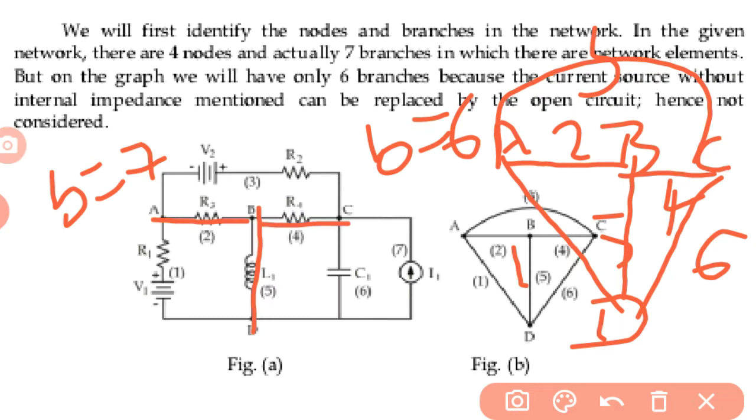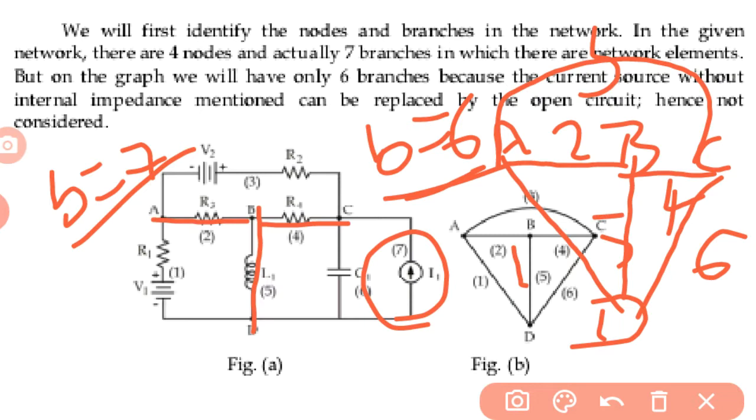So why? Because when we are replacing the circuit with a graph, the current source is to be open circuited, because the internal impedance can be replaced by an open circuit. Hence it is not to be considered, because the current source is open circuited. So that's why the number of branches in the graph is equal to 6, but in the network it is equal to 7.